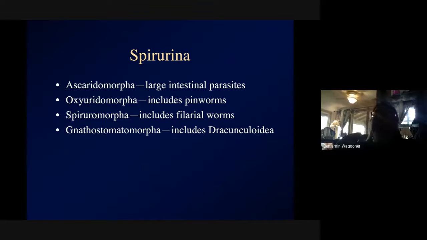Spiruromorphs certainly do include human parasites, but probably the best known here is heartworm, which I know you veterinary people have definitely heard of and possibly seen.